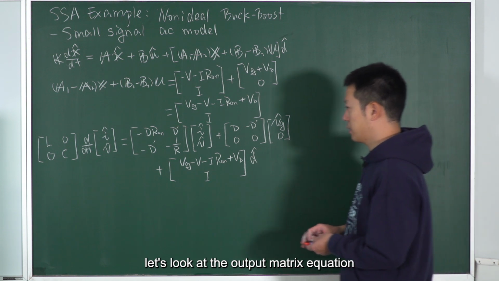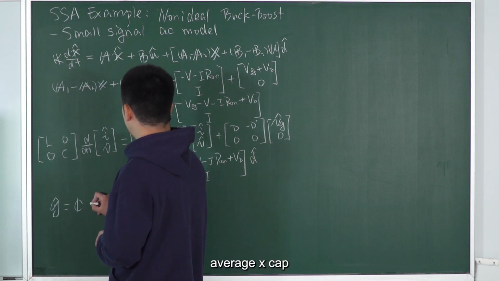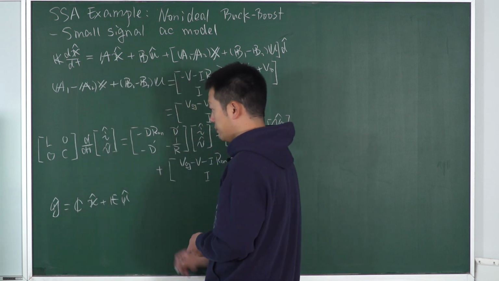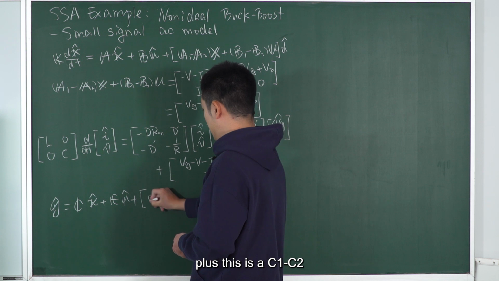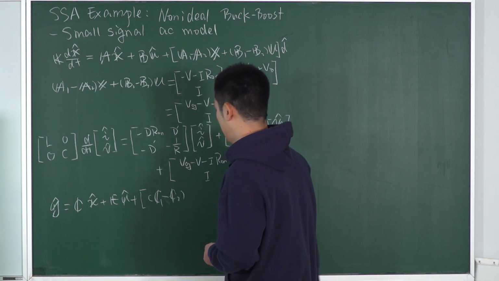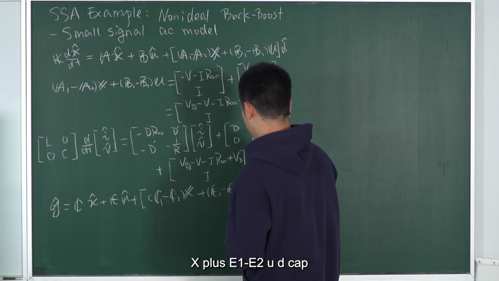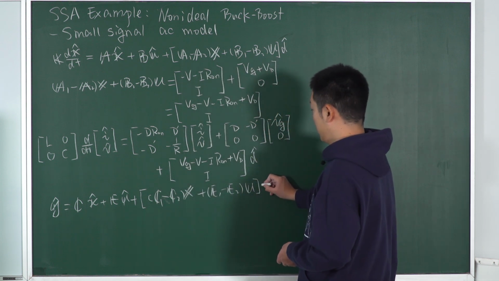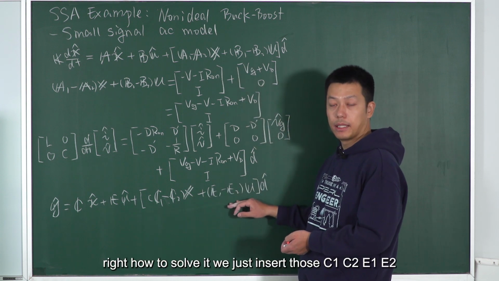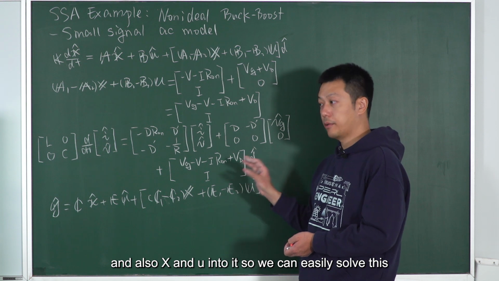So that's for the state matrix equation. Next, let's look at the output matrix equation. So Y cap equals to C average X cap plus E average U cap, plus this is C1 plus C2, minus C2, X plus E1 minus E2, U, D cap. So we are also curious about how to solve this one. We just insert those C1, C2, E1, E2, and also X and U into it. So we can easily solve this expression.